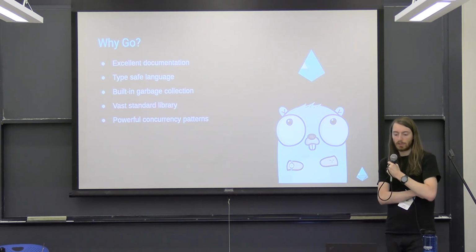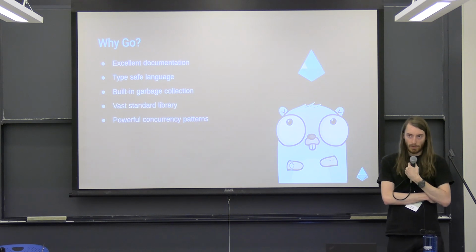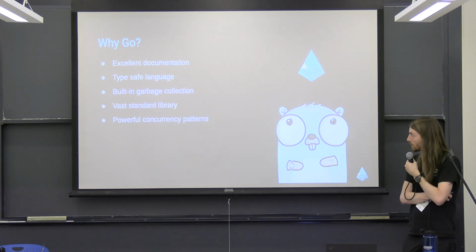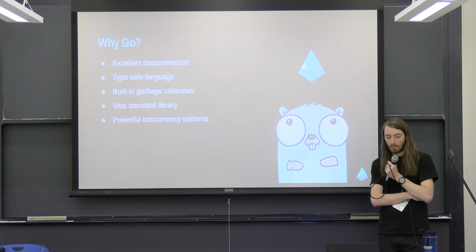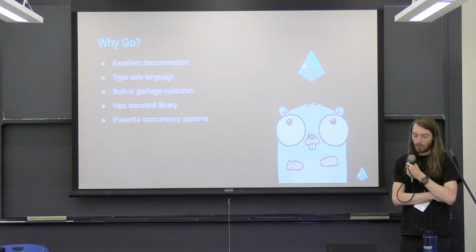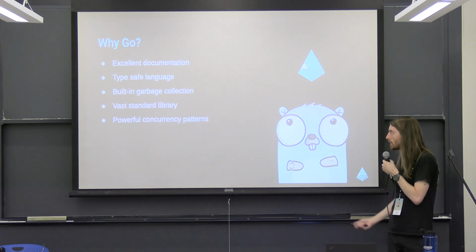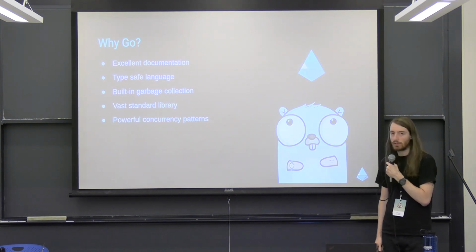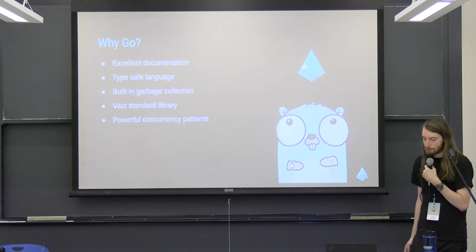It has built-in garbage collection, so it can be fast without having to think about cleaning up after yourself. Of course, you should be conscious of the space you use, but you don't have to worry about it too much. Standard library is great. It's got built-in concurrency patterns. It's just really easy to use. It's also really easy to learn, so if you're looking for a new language to learn, Go is a really great candidate for that.